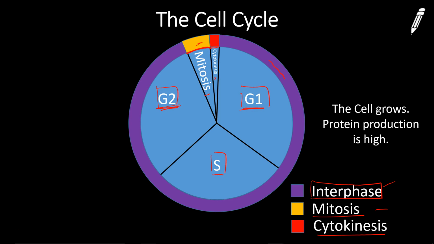Okay, so in G1, it actually stands for gap 1, but I like to think of it as growth 1. So we'll call G1 growth 1. And what happens is there's a high amount of protein production. So our cells are ramping up proteins left and right because it's actually growing. It's getting larger.